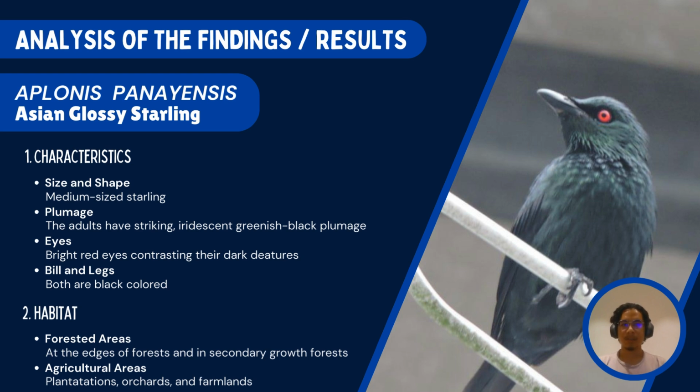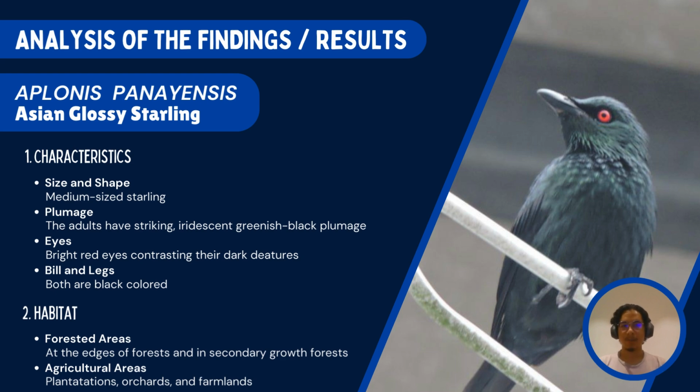Now, as for characteristics, in terms of size and shape, they are medium-sized starlings, approximately 20 to 35 cm in length. For plumage, the adults have striking iridescent greenish-black plumage that shines with a metallic sheen in sunlight, while the juveniles are brownish with streaks.